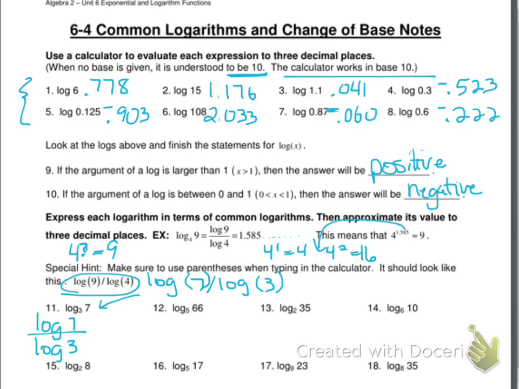And remember, this is a common log because now they're both in base 10. So it's like log base 10 of 7 divided by log base 10 of 3. So they're both like bases, and we know that this is 1.771. Same thing here. Log base 66 over log base 5. Don't forget your parentheses. That's 2.603. Okay, push pause, try 13 and 14, and then turn back on.